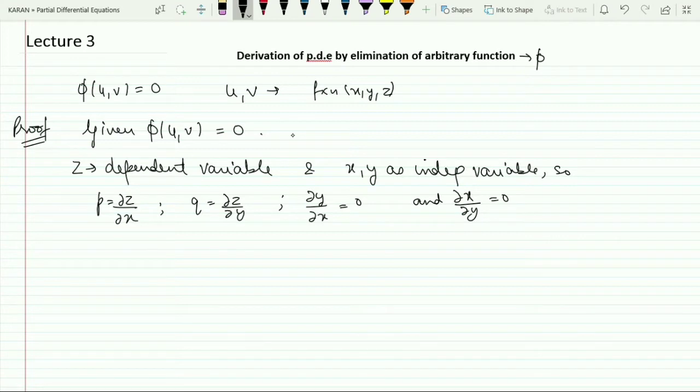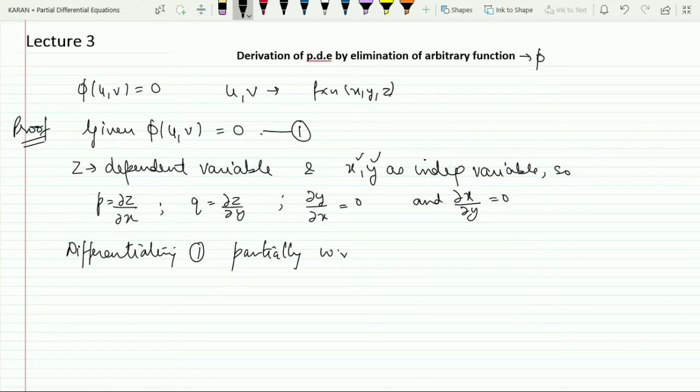Now since z is a dependent variable and x and y are independent variables, this is a function of more than one variable. So I will be differentiating my equation 1 partially with respect to x and with respect to y. So differentiating 1 partially, let me differentiate firstly with respect to x. When I differentiate partially with respect to x, what do I get? Just see this, phi is a function of u and v, so just apply the chain rule.